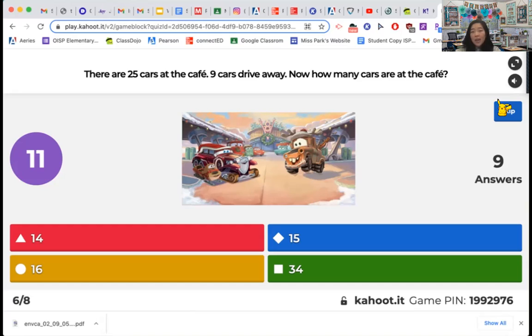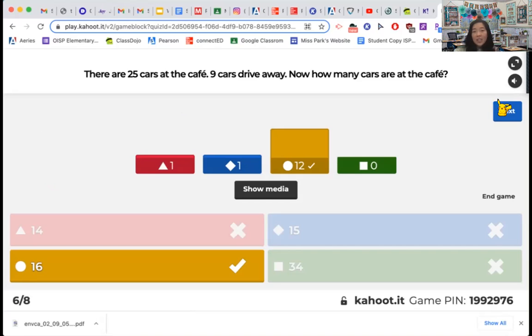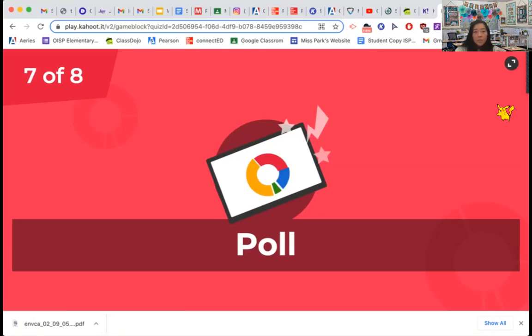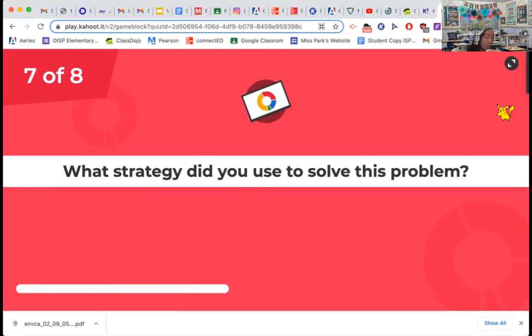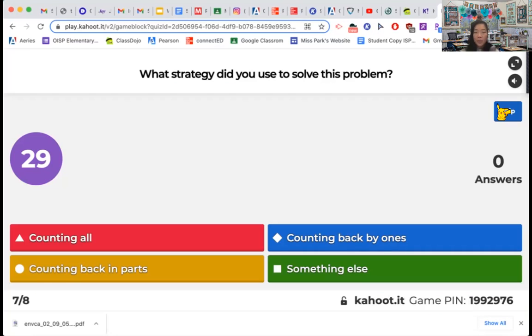You can also count down. 25, put up 9 fingers: 24, 23, 22, 21, 20, 19, 18, 17, 16. Or you can count up: 16, 17, 18, 19, 20, 21, 22, 23, 24, 25. So what strategy did you use to solve this problem?